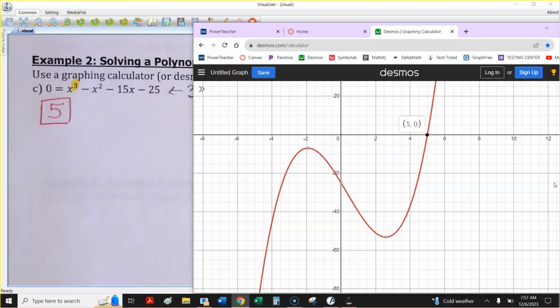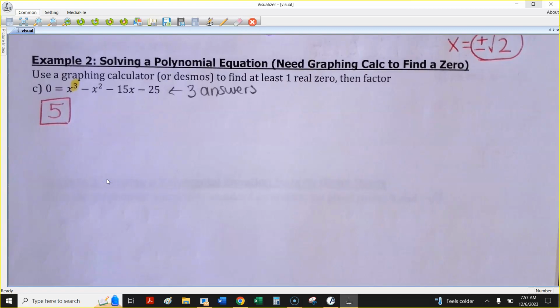Exactly. Okay, so this means the other two are going to have an i in them because we don't have a place where the graph intersects the x-axis again. Okay, so we're literally just going to repeat what we just did, right? But the other two answers to this, we're not going to be able to see them on the graph because they're going to be imaginary. So let me go back to this.